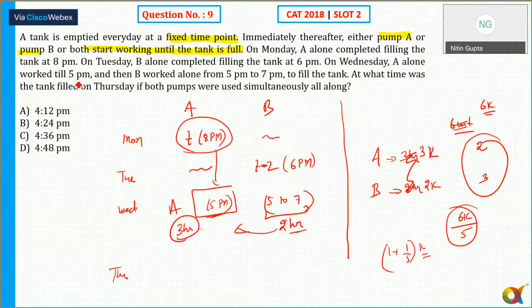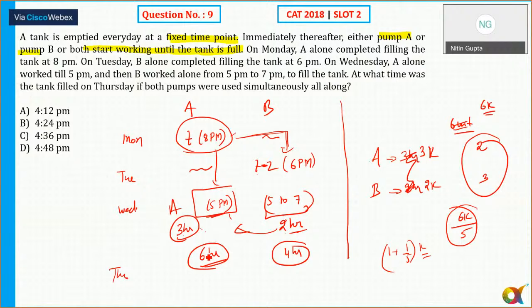On Wednesday, A alone worked till 5 p.m. and B worked till 3 p.m. So what is the total time taken by them to complete it? Probably A is finishing the work at 8 p.m., and B, for the same work, takes 2 hours less. So A can complete in 6 hours and B is actually taking only 4 hours.